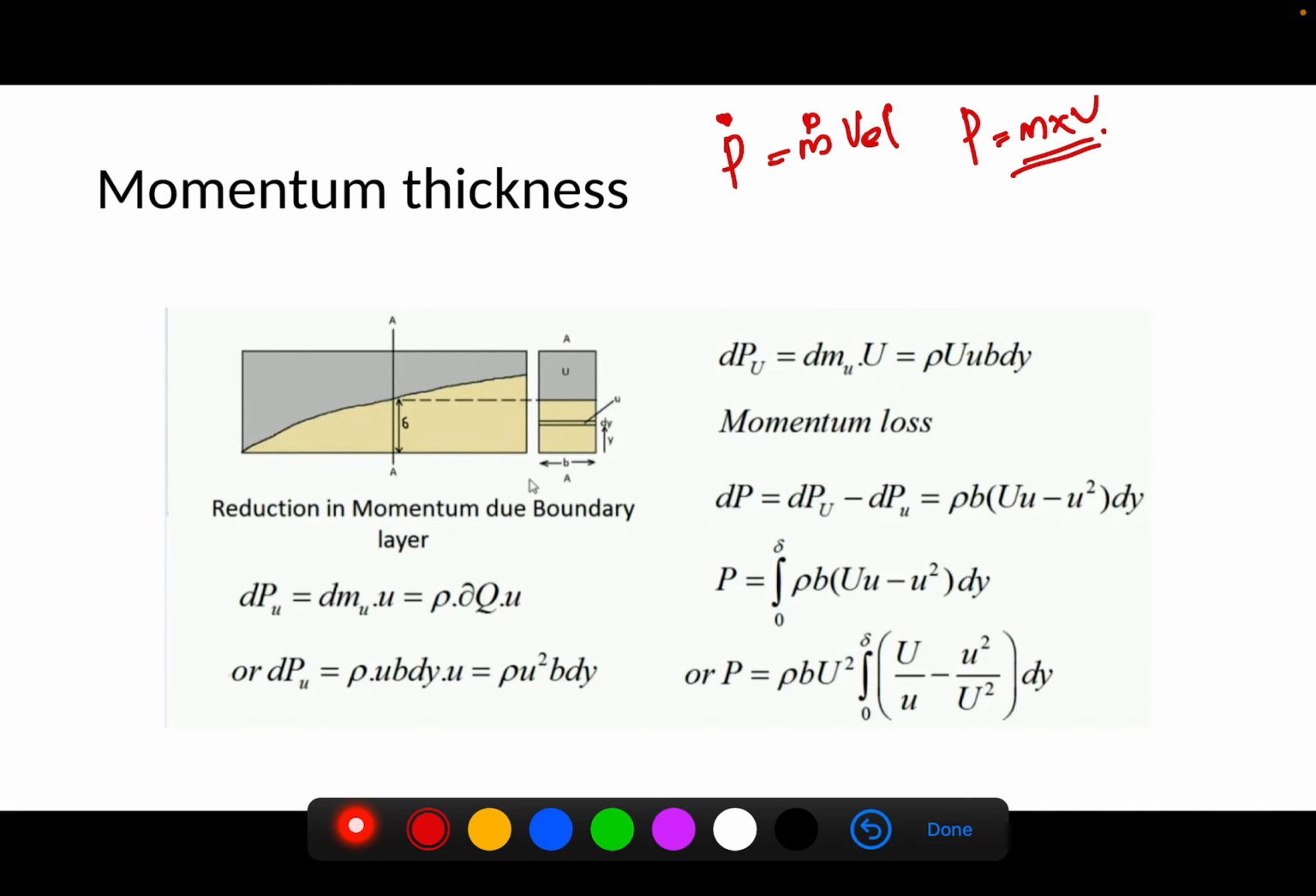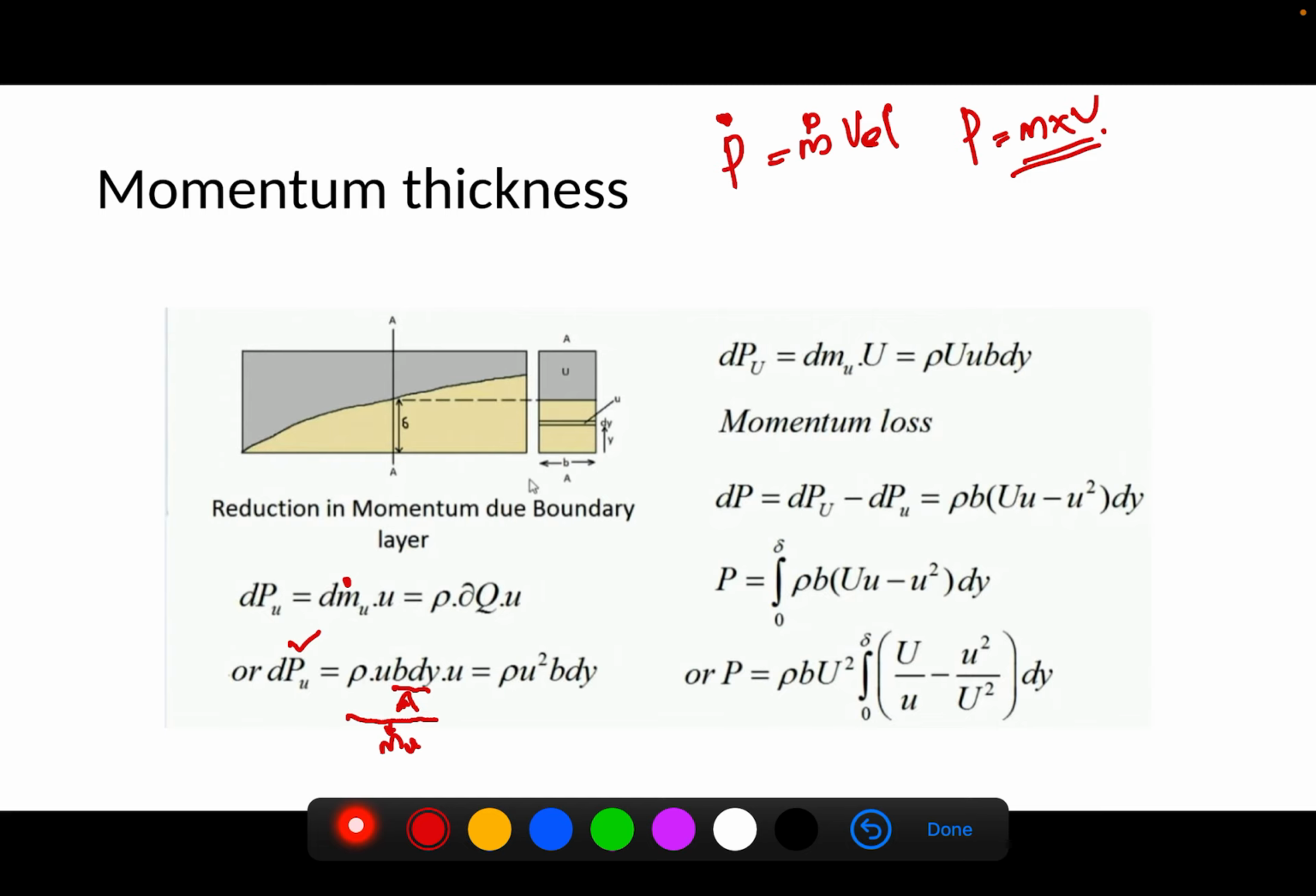dp with small u, dm dot, this is m dot only. Okay, into u, that is okay. So how can we write? Rho into u into b dy, this is area into velocity. This total will be what? m dot u. Okay, m dot u into u, that is rho u square b dy is the change of momentum happening through a small strip.